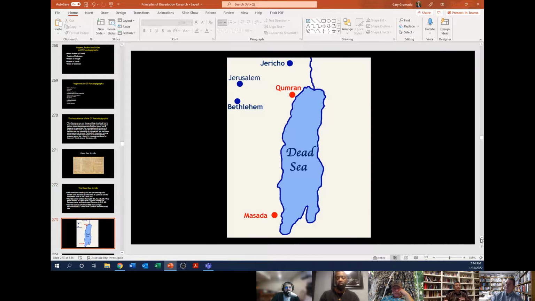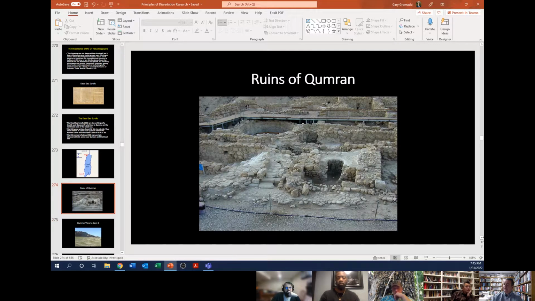So there's Jerusalem, Qumran, Jericho, Bethlehem, Masada. Get an idea where Qumran is located there. It's in the desert, very close to the Dead Sea. Here's the ruins of Qumran. They found a scriptorium there. I've written an article that I posted for you on the archaeology of Qumran. I won't take the time to read through that, but I talk about the Qumran excavations.